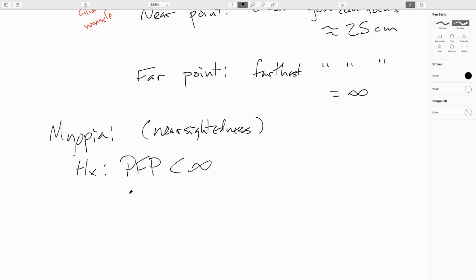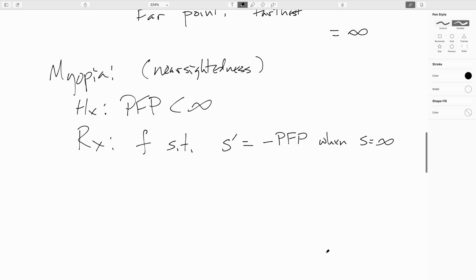Okay, so the prescription, if you're doing contact lenses here, is to write a prescription for a contact lens whose focal length is such that my image distance generated by the contact lens is equal to the negative of the patient's far point, negative because it's going to be a virtual image since you're looking through the contact lens, when the object distance is equal to infinity.